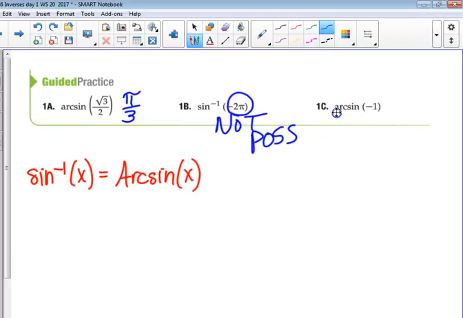Okay, we answered this one a second ago. Where was the sine negative 1? Arc sine, negative pi over 2. Okay, now I need to explain this. We'll talk more about this when we do equations.